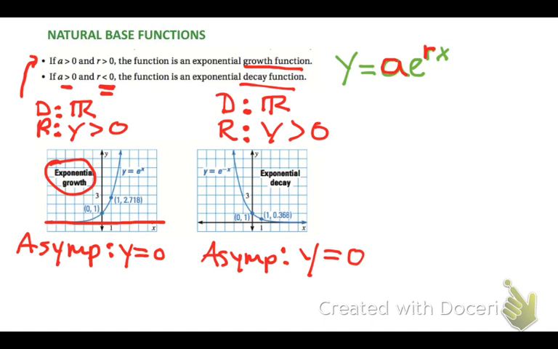This is very similar to our lesson 7.1 and 7.2, except instead of our b base changing, it's e, which is the 2.718281828 value. All right, so let's do a couple examples.